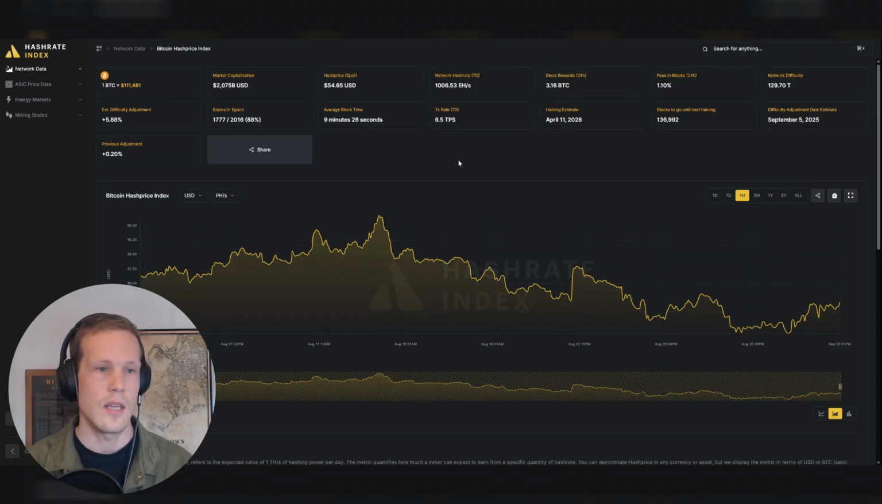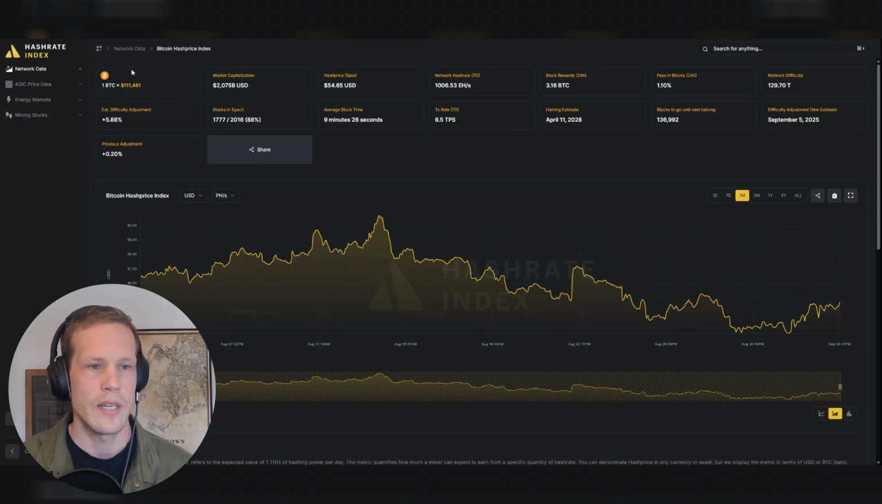In front of you, you can see the Luxor hash rate index. This is something that I show in front of every episode and would like to go through quickly. So in the top left, you just have the Bitcoin price as it stands. You've got the market capitalization for the hash price. That's less relevant. You have the actual hash price as it stands.